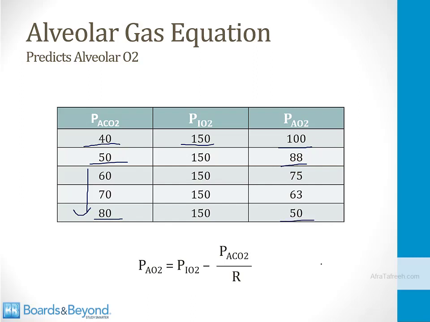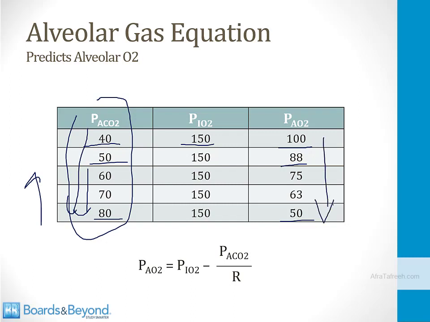All I'm showing you in this table is the relationship between carbon dioxide and oxygen. When you hypoventilate, you tend to raise the carbon dioxide level. That's what's happening in this column here. And when you hypoventilate, you tend to decrease your oxygen level, and that's what's happening in the last column. And all of this comes back to the alveolar gas equation shown at the bottom of the slide.